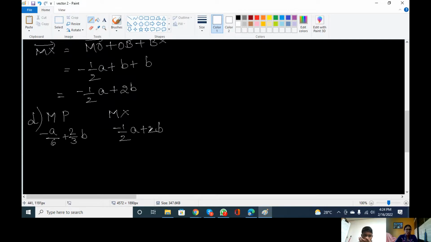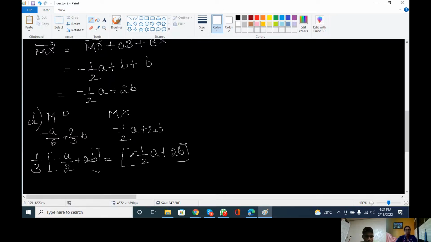Negative A, 2B, 2B. So here, instead of 2, 3 is there. So let's take out 1 by 3 common here. So what do we get here? Negative A over 2 plus 2B. 1 over 3 came out. And here, negative 1 by 2A plus 2B. So they both are same. So MX is equal to 1/3 of the MP.